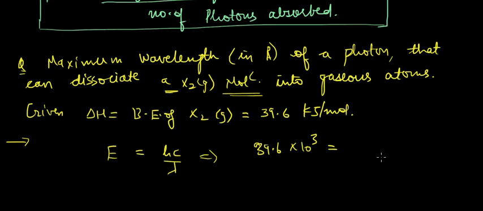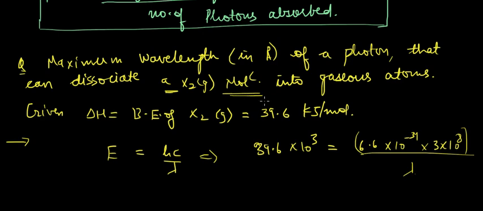Okay, so this is already 6.6 × 10⁻³⁴ × 3 × 10⁸, which is hc, divided by lambda. Okay, so this is kilojoule per mole.